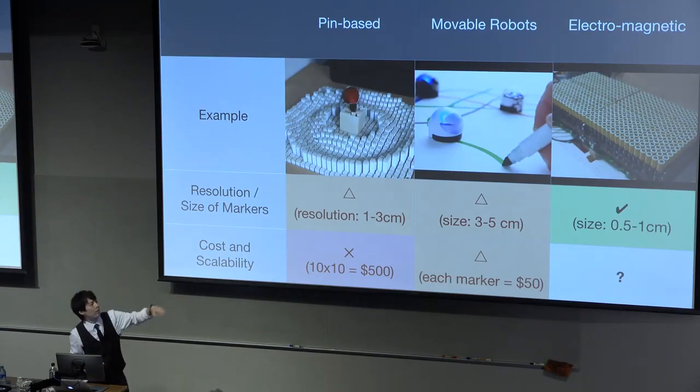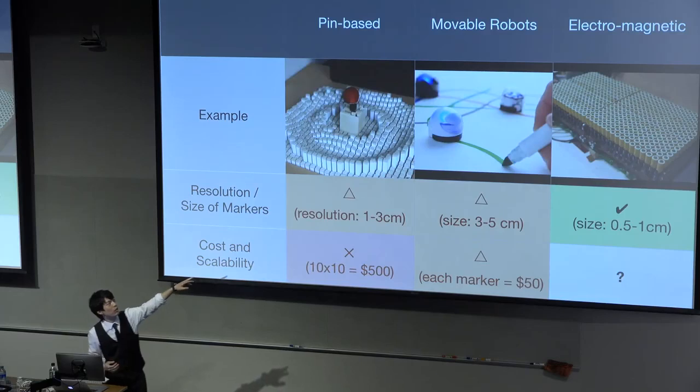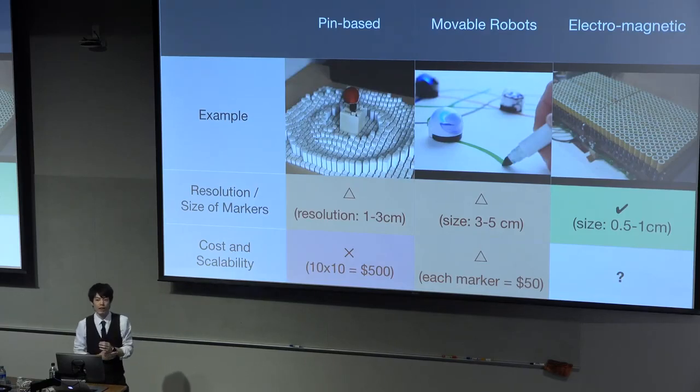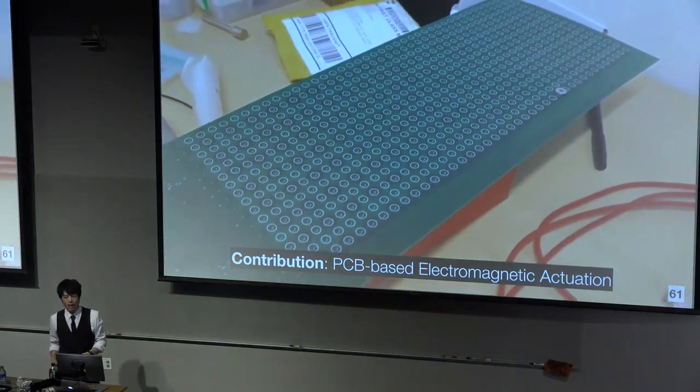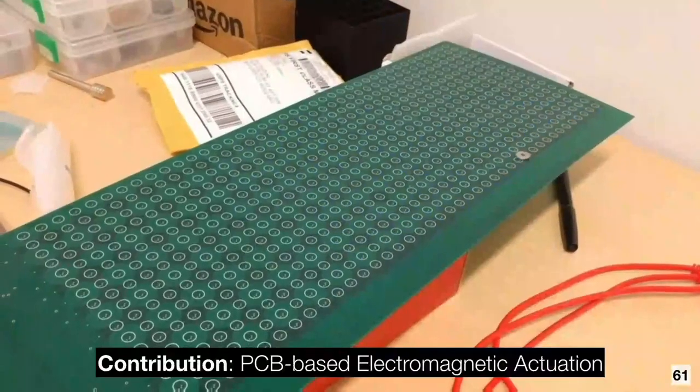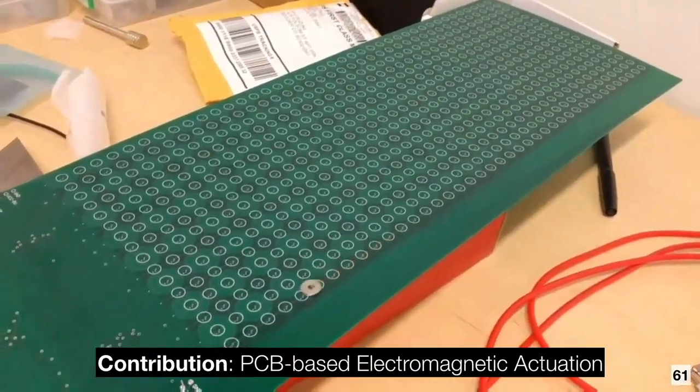So one of the promising approaches is using an electromagnetic coil or electromagnetic force. Because by using a passive magnet, we can scale it down to the millimeter scale. But one of the questions is the cost and the scalability, because this one is from the Pico patent and Hiroshi Ishii, but they need to construct a crazy number of coils. So one of our contributions is developing a PCB-based electromagnetic actuation.